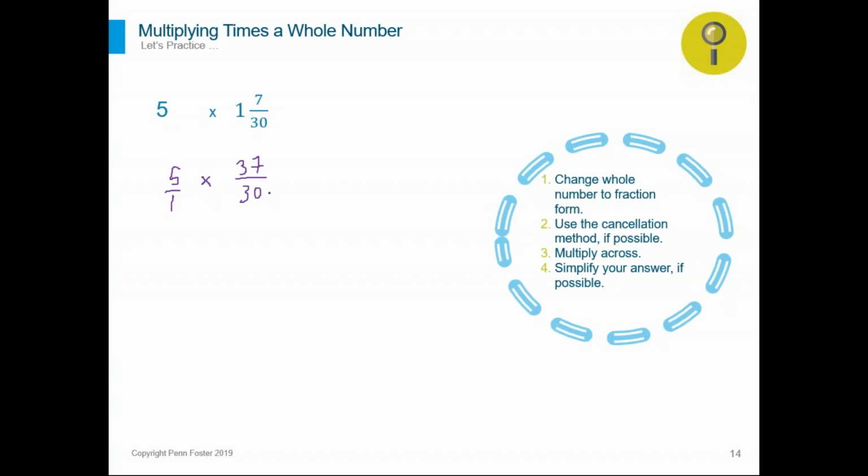Let's see if we're able to eliminate anything. I see a 5 and 30. Yes, we can eliminate the 5, divide over 5 on the top and divide over 5 on the bottom. So we have 1 over 1 times 37 over 6. Nothing else to be eliminated. Then we are ready to multiply across. 1 times 37 is 37. 1 times 6 is 6, or you can write it in mixed number form, 6 and 1/6.